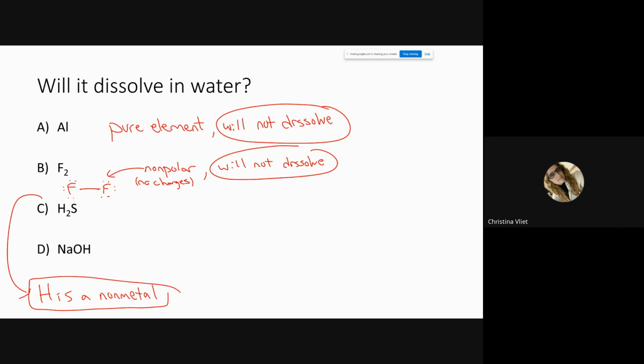Okay. So that means draw the Lewis structure for sulfur and 2 hydrogen. This is the Lewis structure. What do we know about this Lewis structure? So it's bent, which means that it's going to be polar, right? Because of the unshared pairs. If it's polar, will water dissolve it? Yes, so yes, it will dissolve.